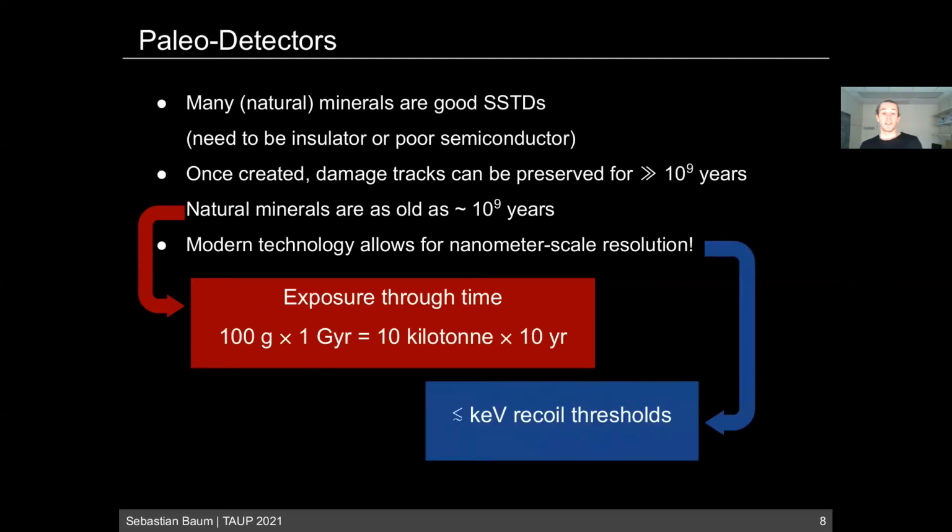The other advantage is that thanks to modern technology, we can read out very, very short tracks. So you can imagine that the less energetic the nuclear recoil you induce is, the shorter the damage track it will give rise to.